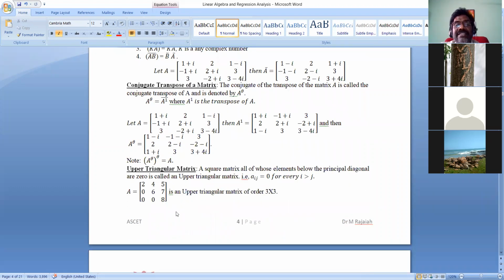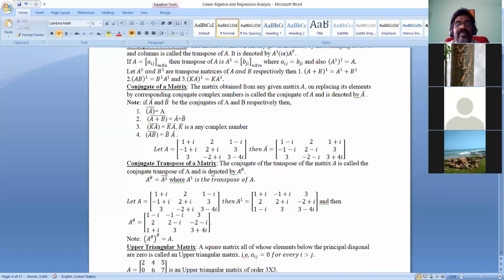Otherwise, if the given matrix A is a real matrix, A theta equals A dash only, because A bar is nothing but A in that matrix. Then A bar whole dash, or A dash whole bar, equals A dash only. So these are the basic concepts: conjugate transpose of a matrix and conjugate of a matrix.